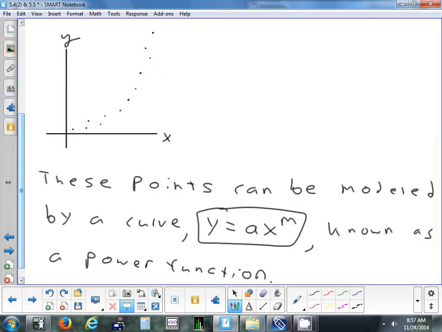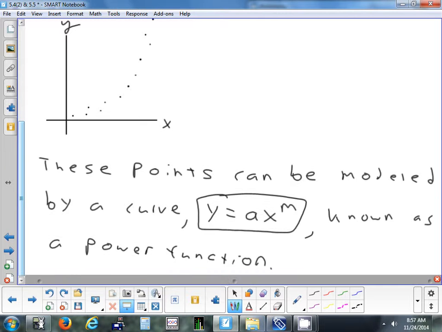Okay, and a power function looks something like this. Y equals, and you have to solve for a and m. Just like in slope-intercept form, you've got to solve for m and b. Well, we've got to find two things, a and m. It's y equals ax to the m. Okay, we'll do an example of how you do it by hand, and then I'm going to show you how to do it on the graphing calculator. Okay, so we won't spend a lot of time doing it by hand, because for most examples, I'm just going to let you use a calculator.